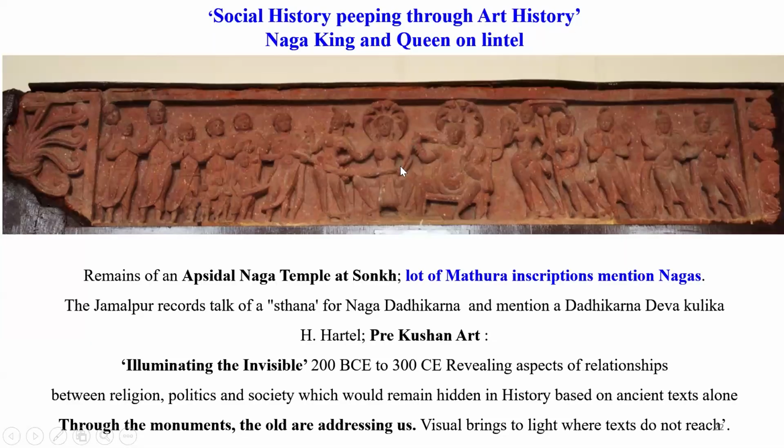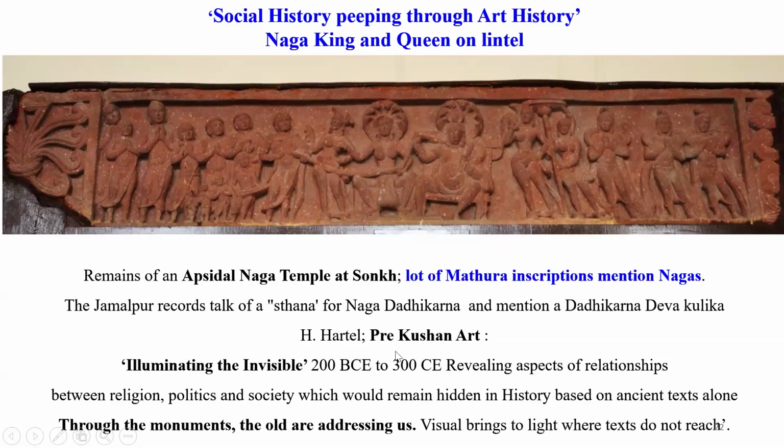There are also, in Mathura, architectural fragments, and this is from a lintel, and this is from the apsidal. There is an excavated Naga temple which is apsidal in shape, and you can see the Naga queen, Naga king, and their entire retinue, shown in human form. And the inscription refers to the sthana for Naga Dadhikarna. Therefore, it shows that Nagas were also worshipped. Now, of course, in what form they were worshipped, we do not know.